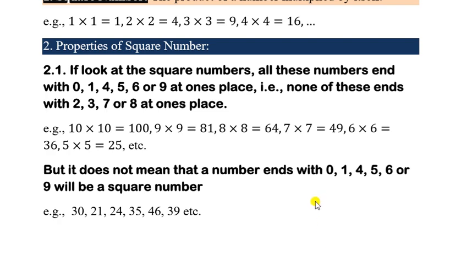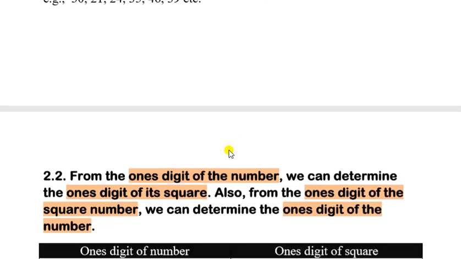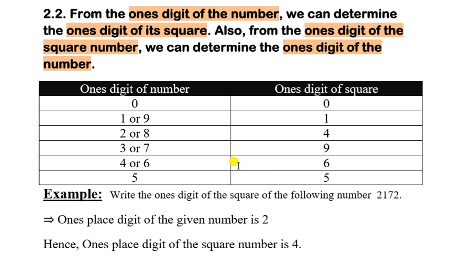Okay. Now we are going to the next property, that is the second property. From the one's place digit of a number, we can determine the one's place digit of its square. How is it possible? See, you will see the given table, you can identify. Suppose you are going to take 10. The one's place digit is 0 in 10. And if we find the square of 10, that means 100, in 100 also the one's place digit is 0.